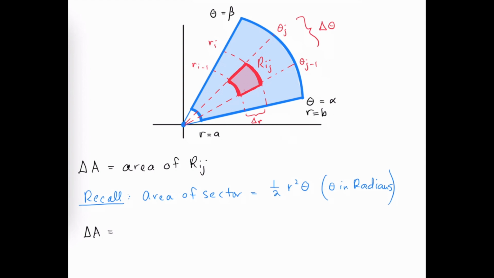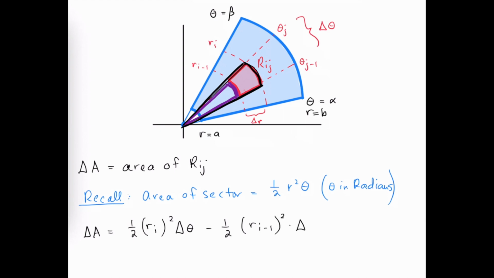So in order to find the area of our tiny rectangle, what we're going to do is take the area of this large sector and then subtract from that the area of this smaller sector. And when we subtract those two things, the area that remains will be the area of Rij. So the area of this larger sector is 1/2 r sub i squared, and the angle that's being swept out is delta theta. And then from that, we're going to subtract the area of this smaller sector, which is 1/2 r sub i minus 1 squared with the same angle delta theta.